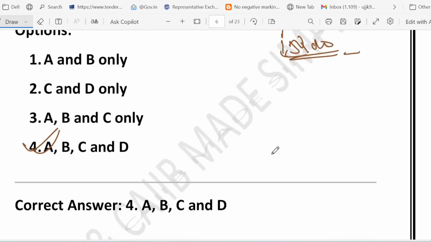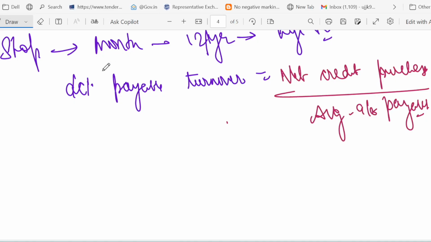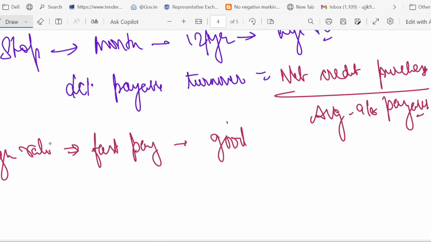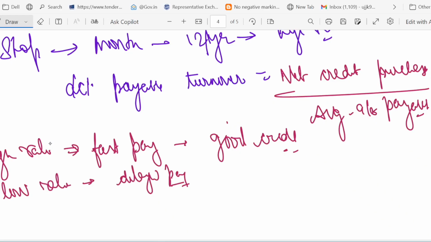So what we learned regarding the credit turnover ratio, or you also call it account payable turnover. Remember, if this ratio is high, what does it mean? Fast payment. High ratio means fast payment, which indicates good credit image. And if the ratio is low, low ratio means delayed payment or long supplier credit, right?